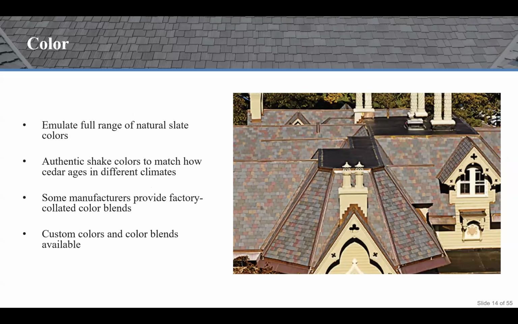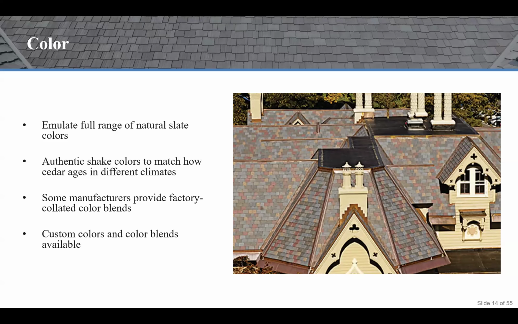So color, there are multiple color, width, and thickness options when it comes to composite, and it really allows the product to look indigenous to almost any area or any architectural style you can dream up. Color options really emulate the full range of what natural slate can provide, with just a single color or with a multicolor look. And authentic shake colors are able to really match how cedar ages in different climates.